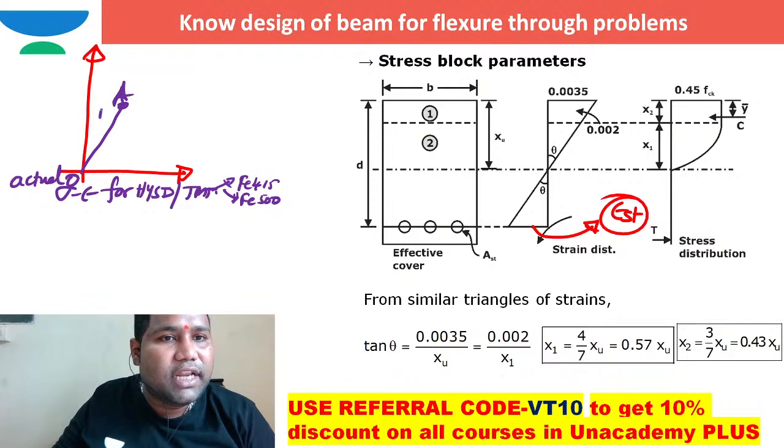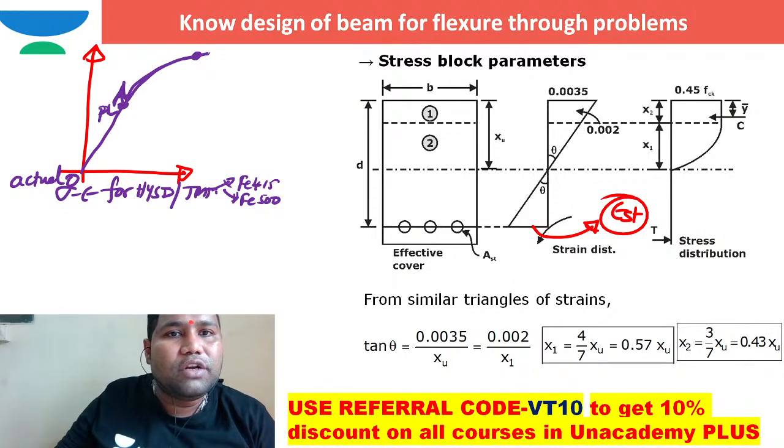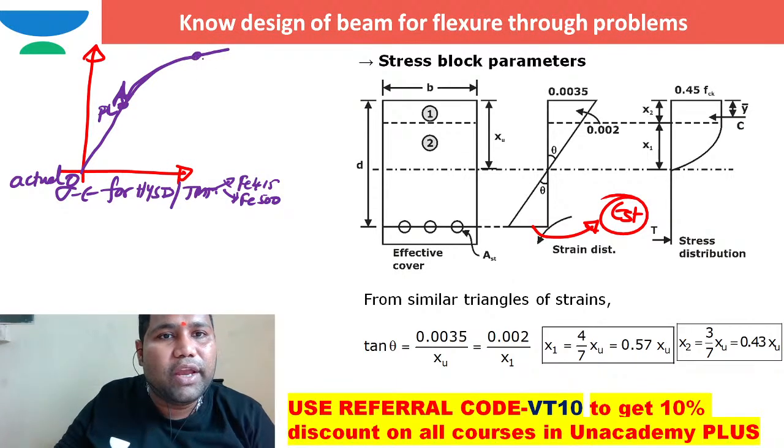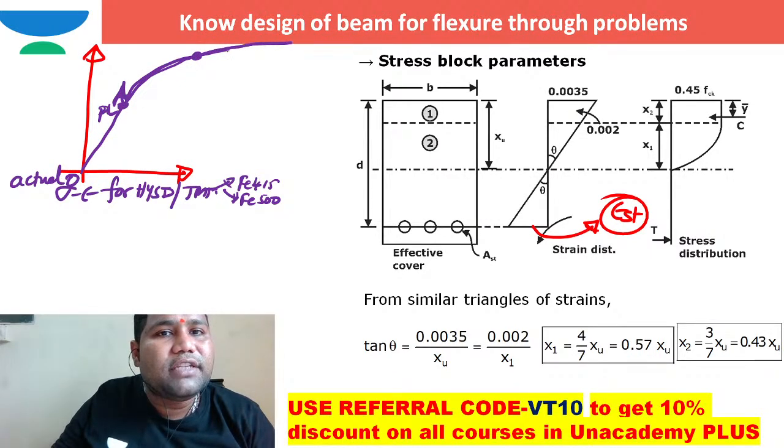A is the proportionality limit. After this proportionality limit, the non-linear elastic zone will come from A to B. It will go in a non-linear way. There is no upper yield and lower yield point in the case of HYSD bars. It will keep on deforming in this curved fashion, and it will definitely fail somewhere here.